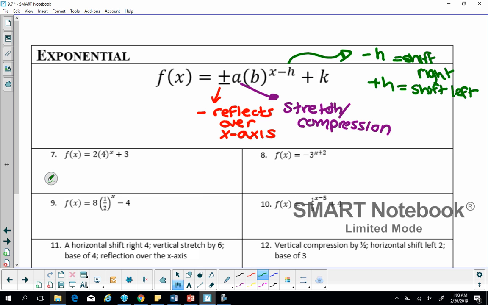So I just remember exponents are little numbers, right? So I remember little left and right. Shift right. So minus H is shift right, plus H is shift left. The last one is K. So if it's plus K, what is that? Shifts up. What if it's minus K? Down. Beautiful.